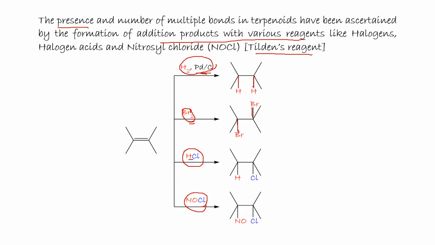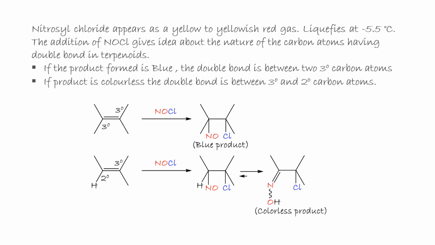HCl will add H and Cl on a double bond, and NOCl will add as NO and Cl. Nitrosyl chloride appears as a yellow to yellowish red gas, liquefies at minus 5.5 degrees Celsius. The addition of NOCl gives an idea about the nature of carbon atoms having double bond in terpenoids.